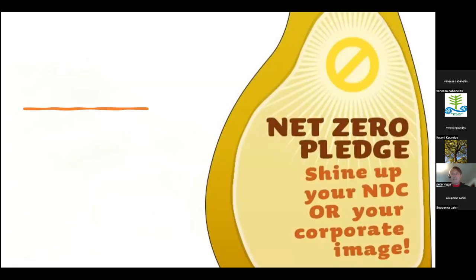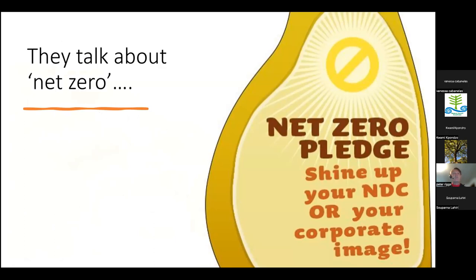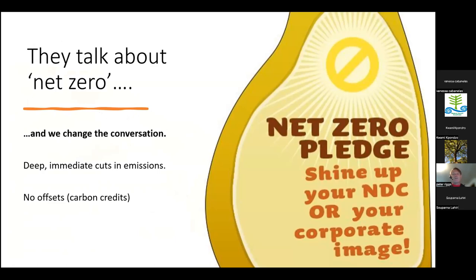But net zero is the way that many corporate and country pledges are coming forward, and we should be very sensitive to what it all means. When they talk about net zero, we need to change the conversation. We need deep and immediate cuts in emissions, emission reductions. That is our core need. That is the core of a true climate solution. We also will oppose the use of offsets and carbon credits as part of the false solution.